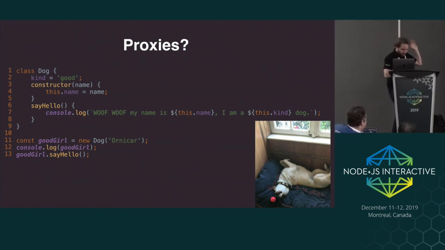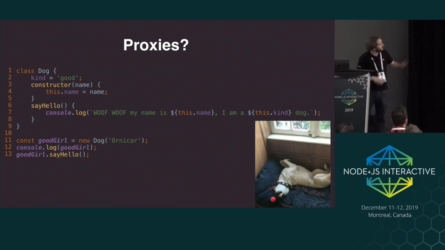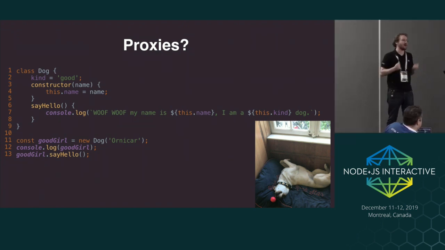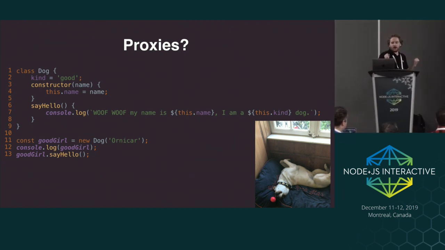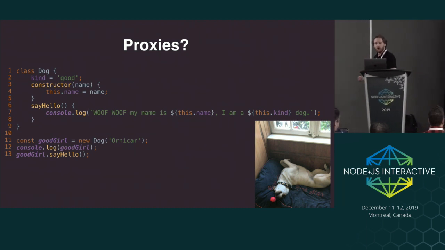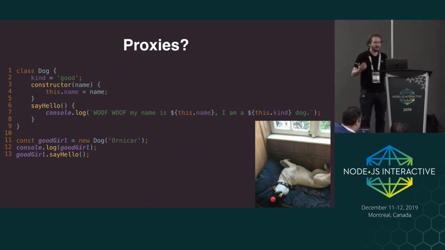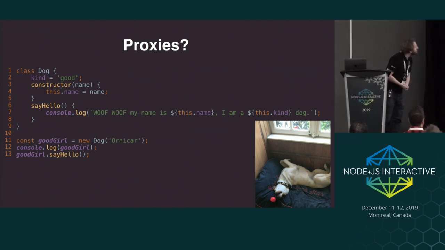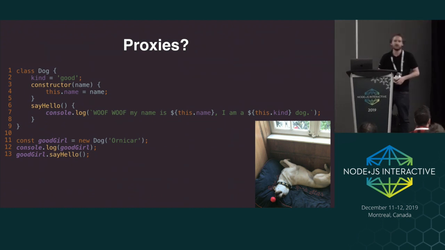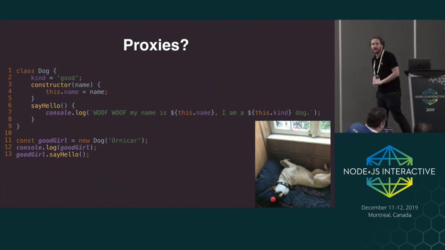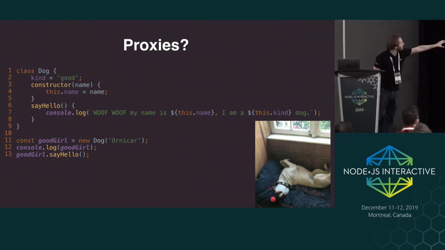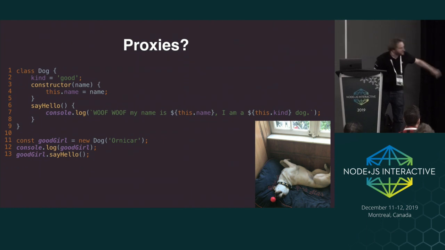So let's say I have a Dog class, and on line 2 I declare all good dogs are good, because, Brent, they are good dogs. So Dog has a constructor with the name, and it has a method named sayHello that console.logs woof woof, my name is, and I am a good dog. And all dogs are good. So on line 11, we create a new good girl, which is named Ornica. She's pretty. My parents believe it's their dog, but everyone knows it's mine. Even if we live 600 kilometers away from each other, I love you, Ornica. And then we console.log the dog, and we tell the dog to say hello.